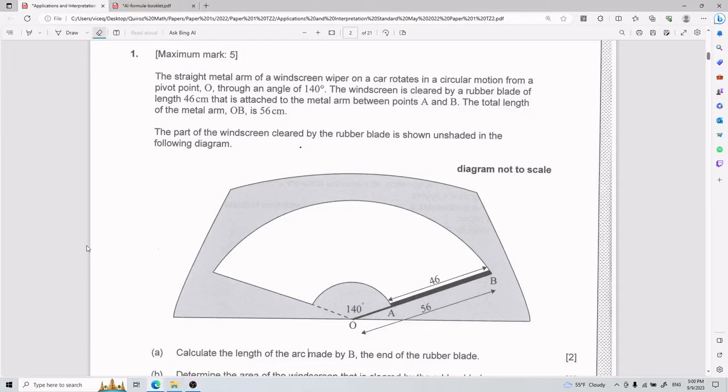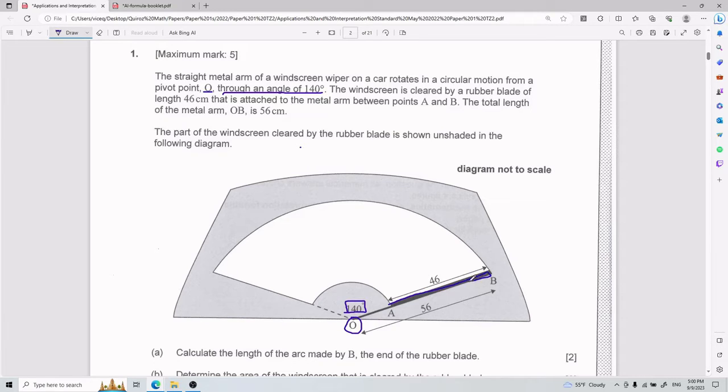Alright, so for this first one, we have that the straight metal arm of a windscreen wiper on a car rotates in a circular motion from a pivot point O through an angle of 140. So this pivot point O has associated the angle 140. Perfect. The windscreen is cleared by a rubber blade of length 46.